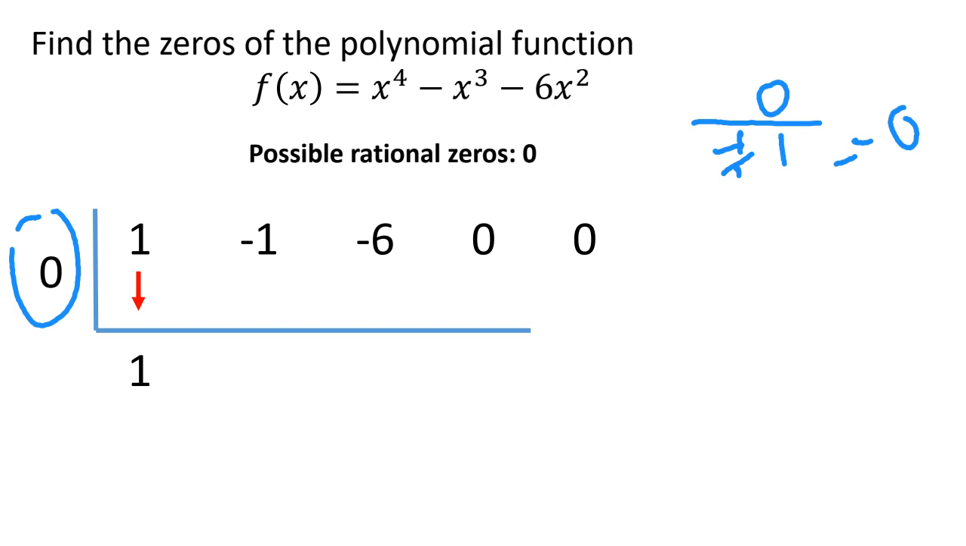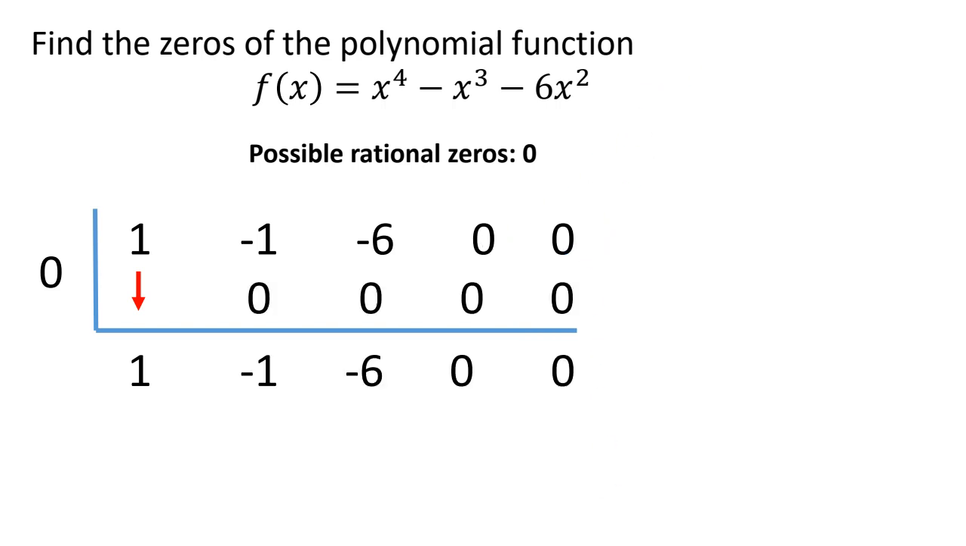All right. So now if we continue, we bring the 1 down. Or let me explain this here. So we have our 1 for the x to the 4th. We have a -1 for x cubed, -6 for x squared. And then I don't have an x term, so that's 0. And I don't have a constant, so that's 0. So we bring down the 1. We get 0 times 1 is 0. Plus -1 is -1 times 0 is 0. Plus -6 is -6 times 0 is 0. And we get a whole bunch of zeros. Now the good thing is that we got a 0 in the remainder. So that means that x equals 0 is a zero.